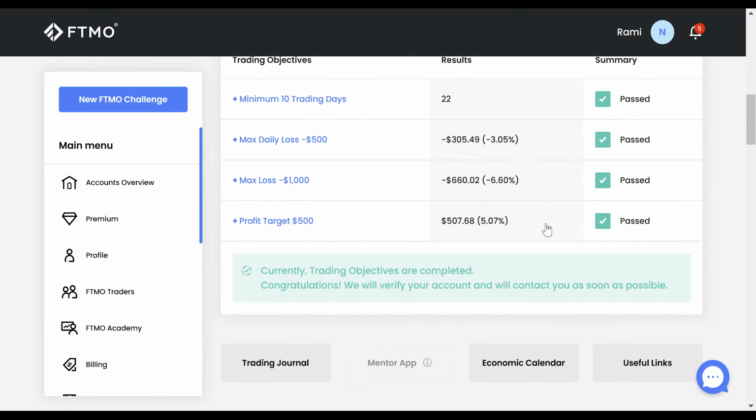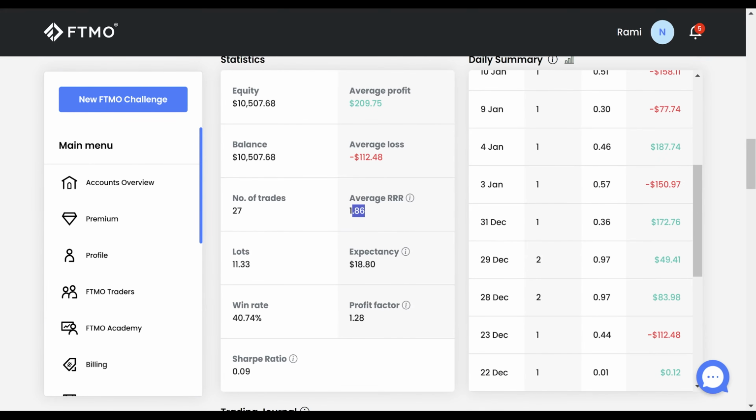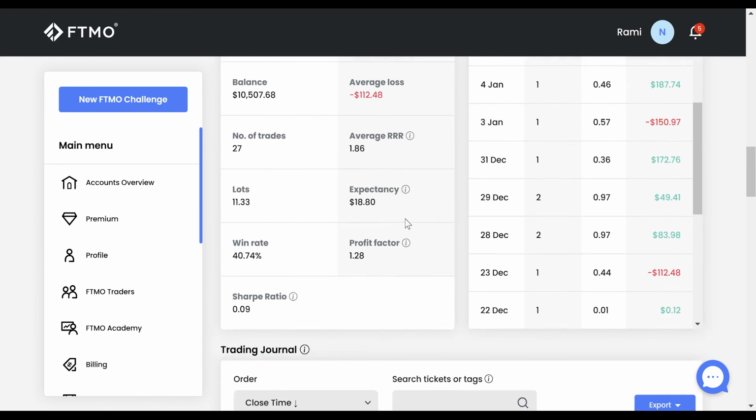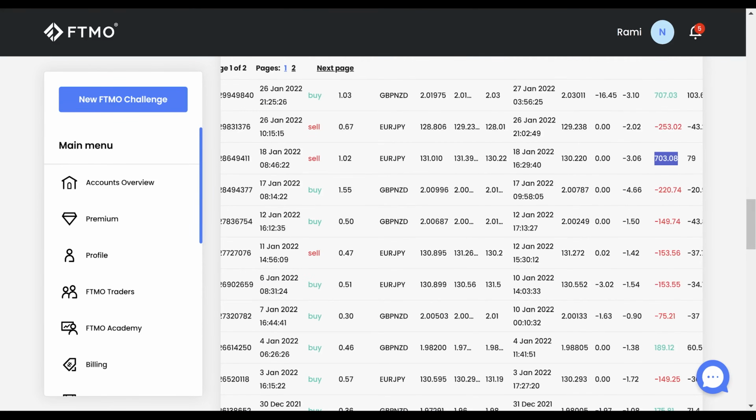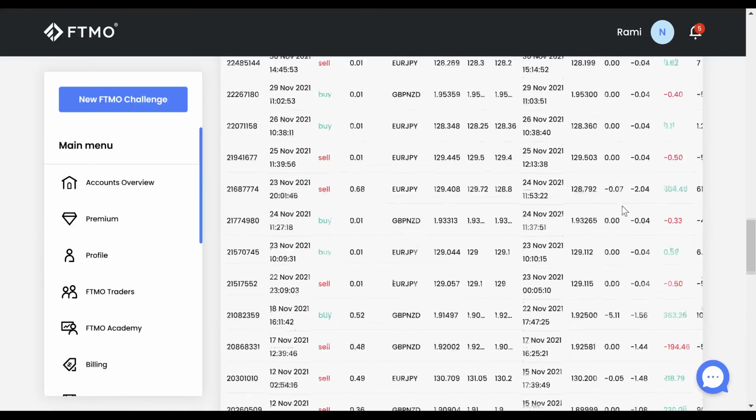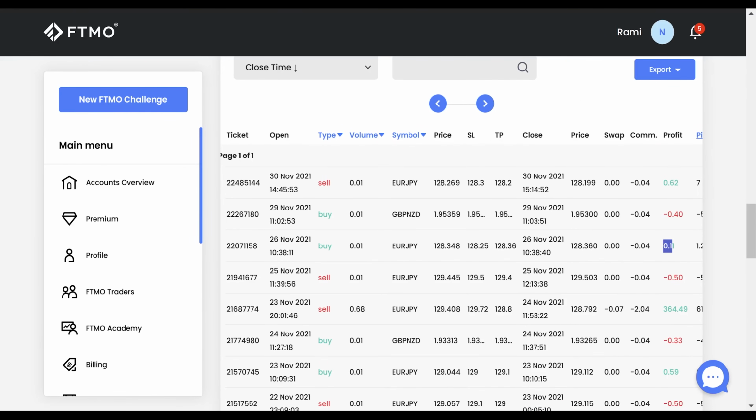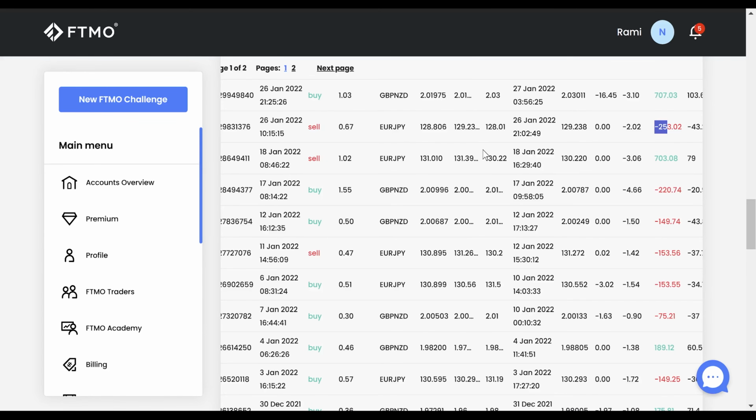Now, if we go down to the statistics, you can see I had a 1.9 RRR with a 40% win rate. And I believe these are true because we don't have a lot of break-even trades, unlike the challenge, where we can see we have a lot of break-even trades. Probably half of the trades are break-even. That was it for the verification phase.